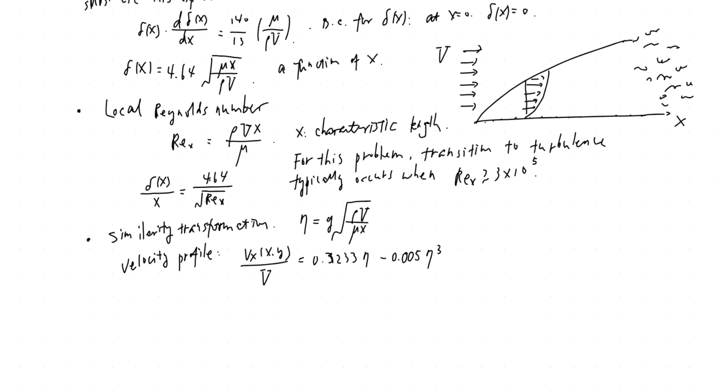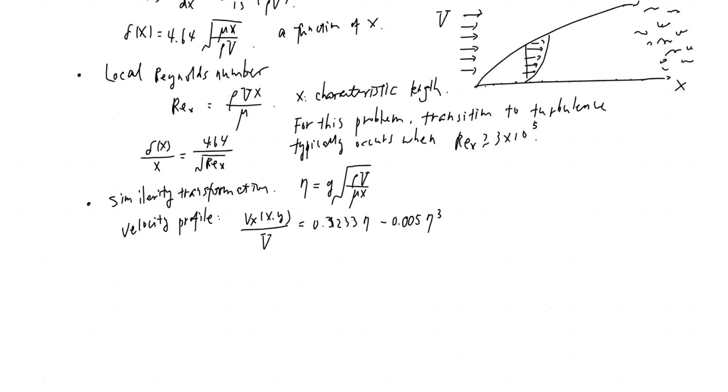Basically, we absorb both x and y. You have two variables, as a function of x and y. We absorb both x and y into a single variable we call eta. And in this case, your velocity profile is described by a single parameter or variable, eta.